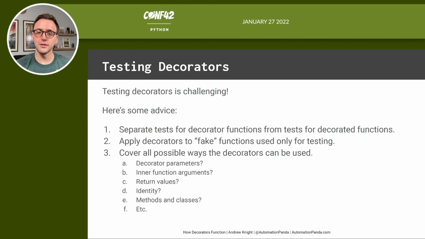Third, make sure decorators have test coverage for every possible way they could be used. Cover decorator parameters, decorated function arguments, and return values. Make sure the name and help are correct. Check any side effects like saved state. Try it on methods and classes as well as functions. With decorators, most failures happen due to overlooked edge cases.